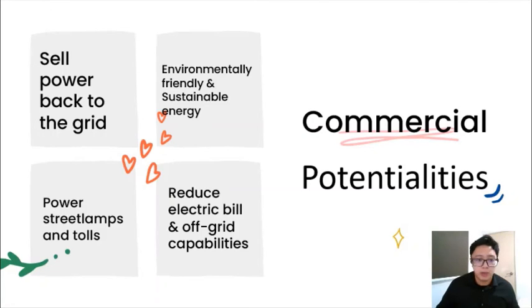Next, it can be used to power street lamps and tolls to be able to reduce the electricity bill in long highways. It is also capable of operating off-grid so that you don't need any long power lines that come from the power station all the way to somewhere far away in long highways to power street lamps or even toll gates. That way, a lot of cost is saved and you can just use the power from the wind turbine that is built in the highway.